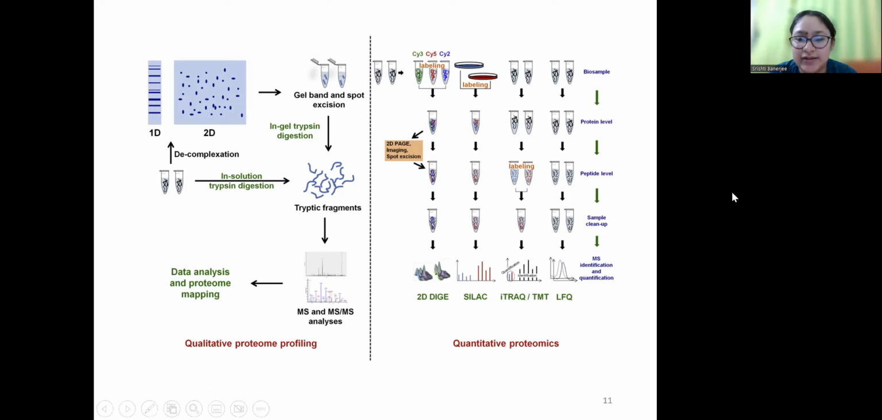These are different labeling techniques: SILAC, iTRAQ, TMT, LFQ. LFQ is label-free. That is also done, and I do this LFQ mostly. That's how you quantitate your proteins. So this is how a protocol or pipeline of any kind of proteomics workflow looks, whether infectious disease or anything else.